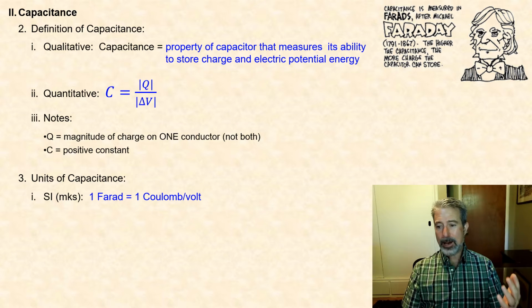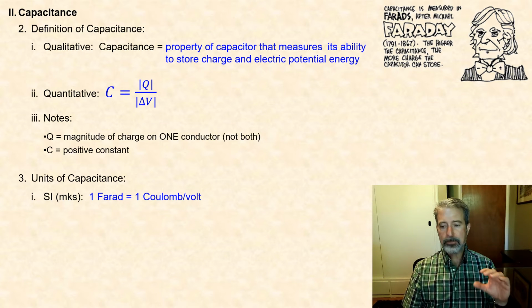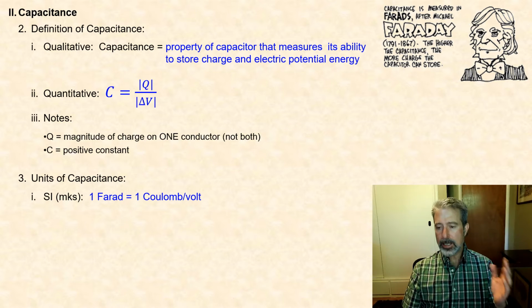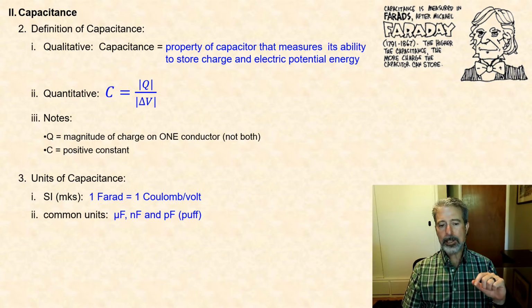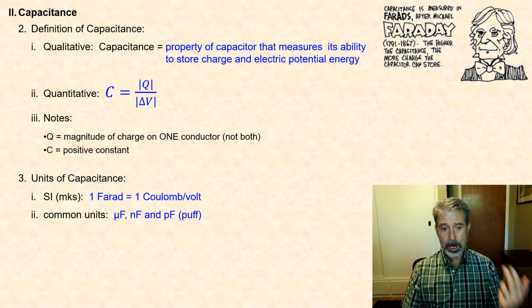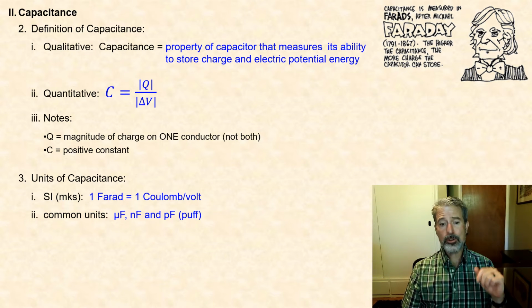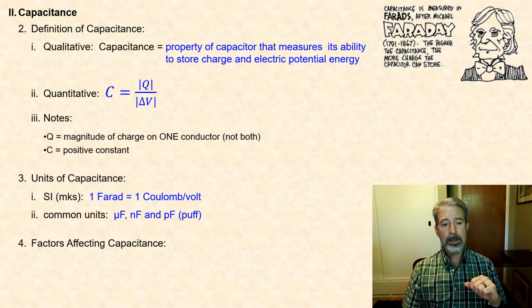Not to say that we don't have capacitors in the 1 to many farad range. That's very true. But in the case of typical electronics components and integrated circuits, that is a very large unit of capacitance. So we use our metric prefixes here to introduce some more common units that are used for electronic circuits, like the microfarad, the nanofarad, and the picofarad, sometimes called the puff. These are common units. Make sure you know those metric prefixes.